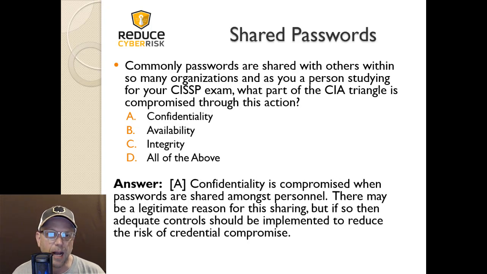Next question. Commonly, passwords are shared with others within many organizations. As a person studying for your CISSP exam, what part of the CIA triangle, that's confidentiality, integrity, and availability, is compromised through this action? Sharing of passwords with others within your organization, which part of the CIA triangle is compromised? A, confidentiality. B, availability. C, integrity. And D, all of the above. Which one is it? And the answer is A.